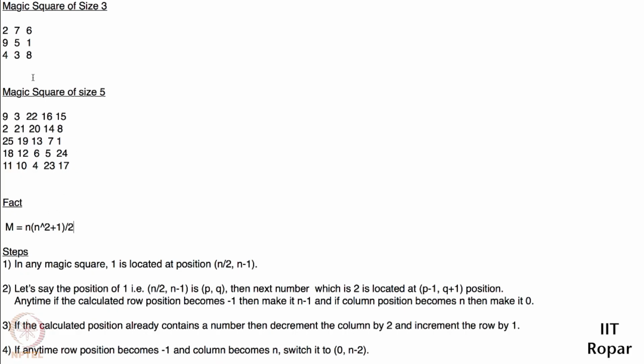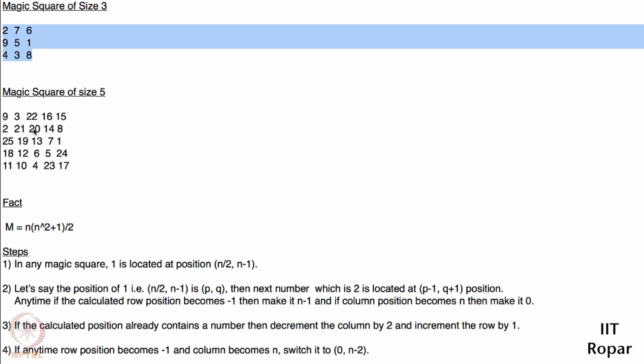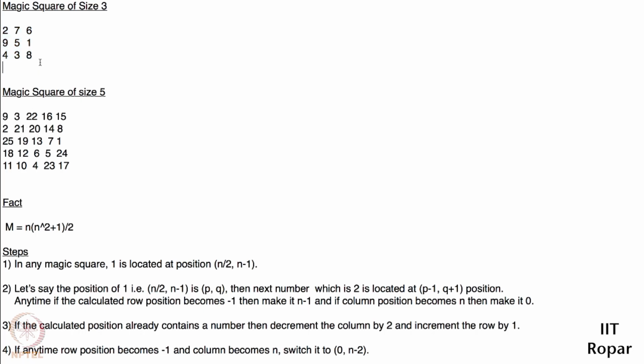Another thing is that whenever you see a magic square, you will find a pattern. The pattern is: see the position of 1. The position of 1 is always in the middle row and the last column. Whatever magic square you use, you can even see the magic square of size 7, and in that also you will find that it is in the middle row.